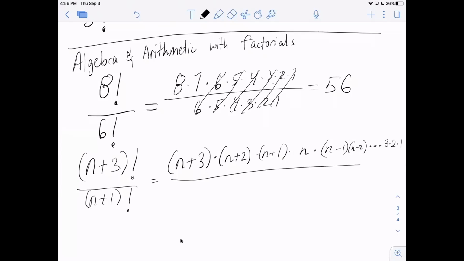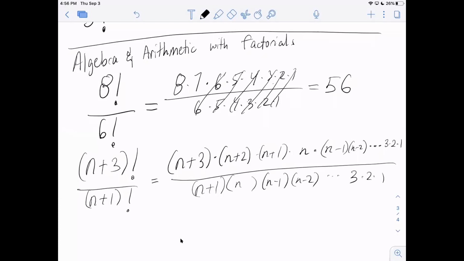But the bottom one starts off at n plus 1. Then it goes down to n. Then it goes down to n minus 1. And then it goes down to n minus 2. And then it also keeps going all the way down to 3 times 2 times 1. And of course, there's n minus 3, n minus 4. Who knows how far down it goes? But we know it eventually has to stop.